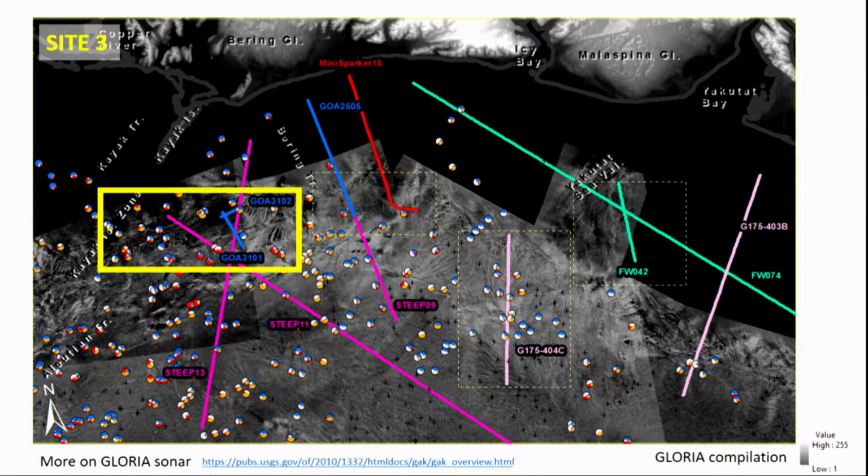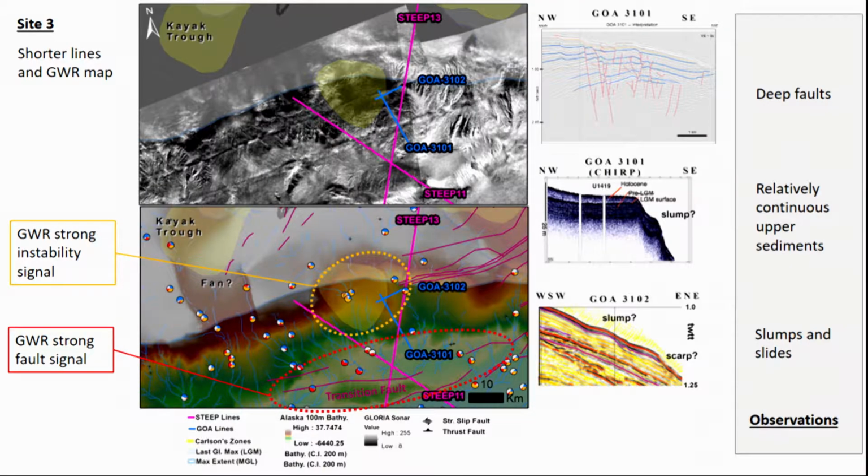If we look at our third site, what we see here on the shorter lines in the GWR map is deep faults. We see relatively continuous upper sediments, and we see what looks to me like shallow slumping in the bottom seismic line here. On our GWR map, we see a strong instability signal and a strong fault signal.